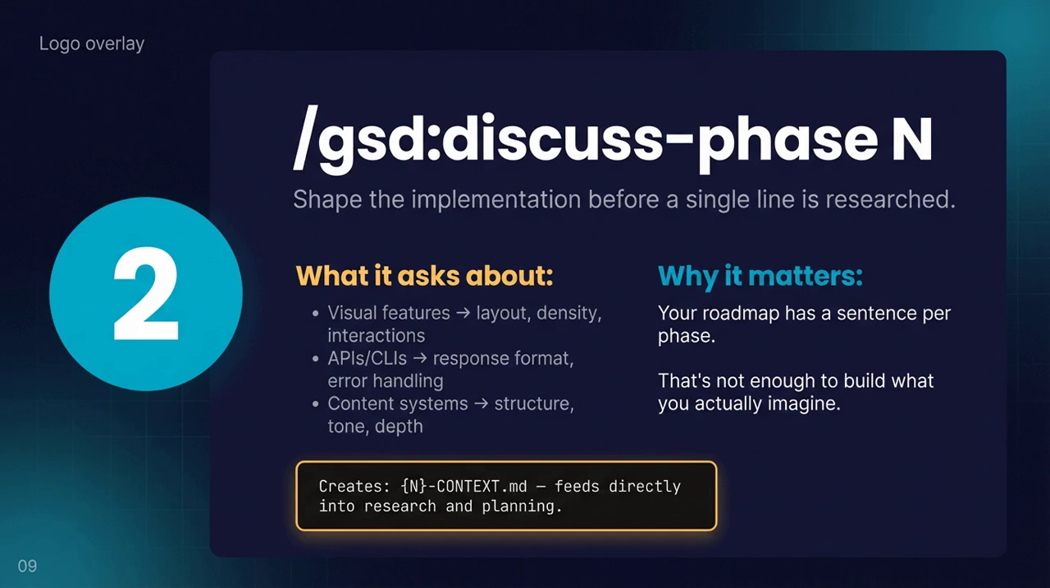Discuss phase is where you lock in decisions before research and planning start. Your roadmap gives each phase a sentence or 2. That's not enough to build what you actually have in mind. GSD identifies gray areas based on what type of feature you're building, visual, API, content, and asks targeted questions. The output is context.md. The researcher reads it to know what patterns to investigate. The planner reads it to know what decisions are already locked. The deeper you go here, the closer the output matches your vision. Skip it and you get reasonable defaults.